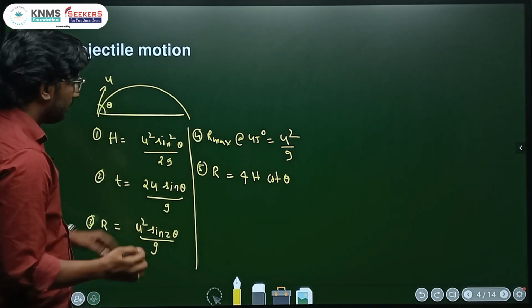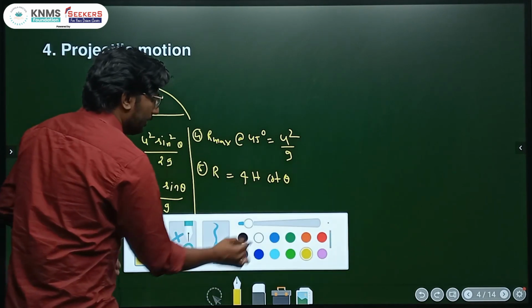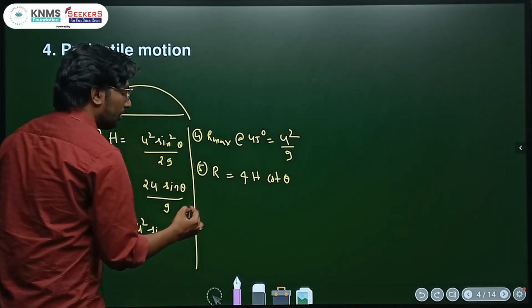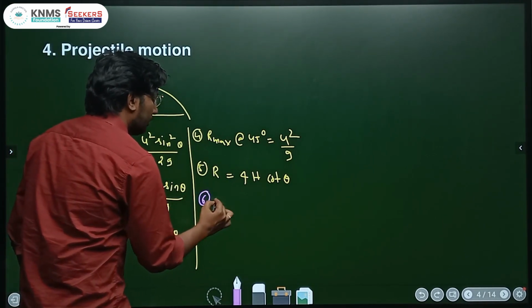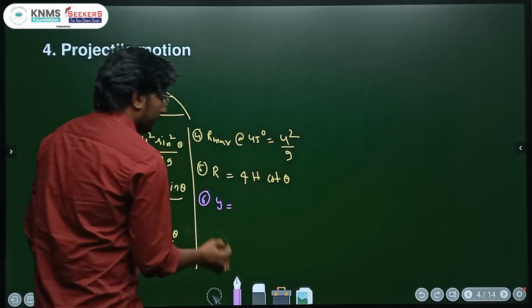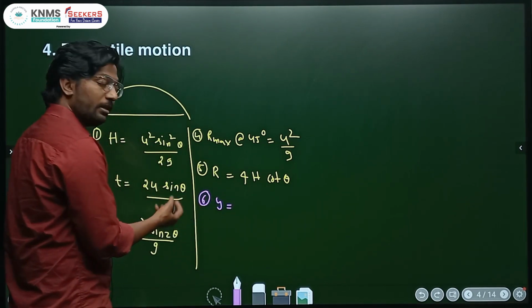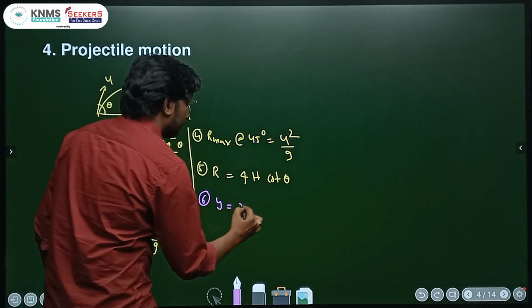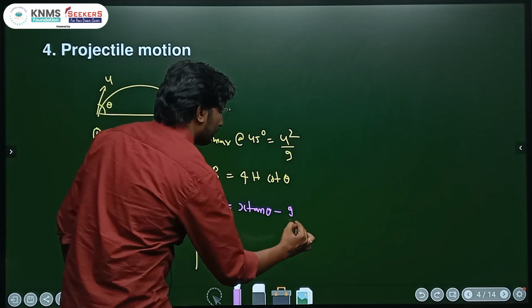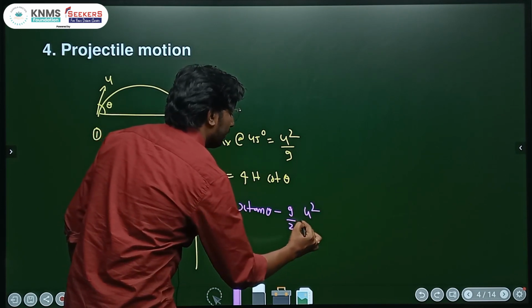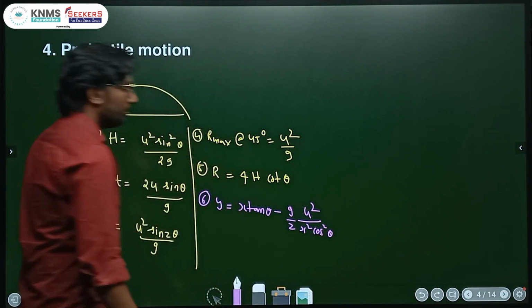Other than this, a few things can help you to understand the questions very easily. If you still need one more equation to solve projectile motion problems, you can know the trajectory equation. It's quite okay if you don't know this, you can still solve the questions, but just for safety, it is better to know it. y equals x tan theta minus g by 2 into x square by u square cos square theta.